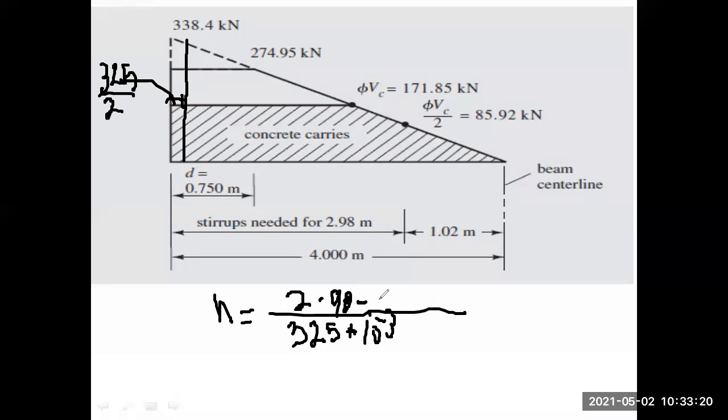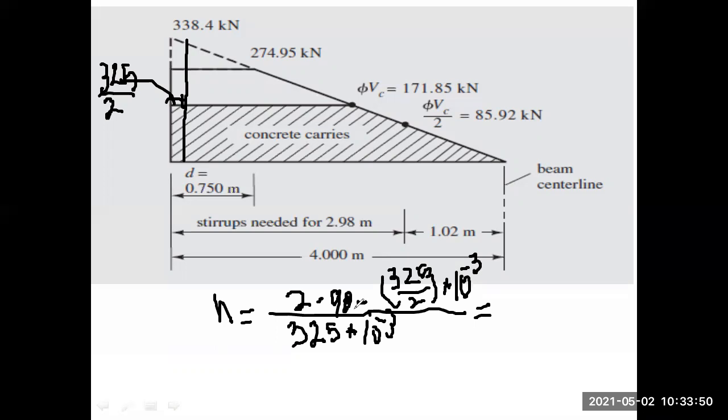2.9 minus 325 over 2, converted into millimeter, so it would be times 10 to the power negative 3, to be converted into meter. So how much would be the result for this? How many stirrups do we need for this half of the beam?